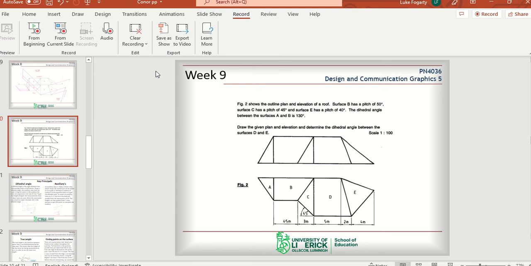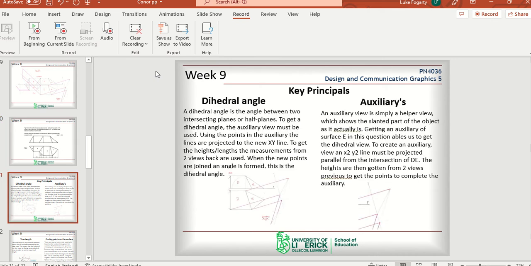This is my week 9 roof geometry section of my lab activities submission. So this is the roof geometry question that was completed. Some of the key principles within the task in question are the dihedral angle.